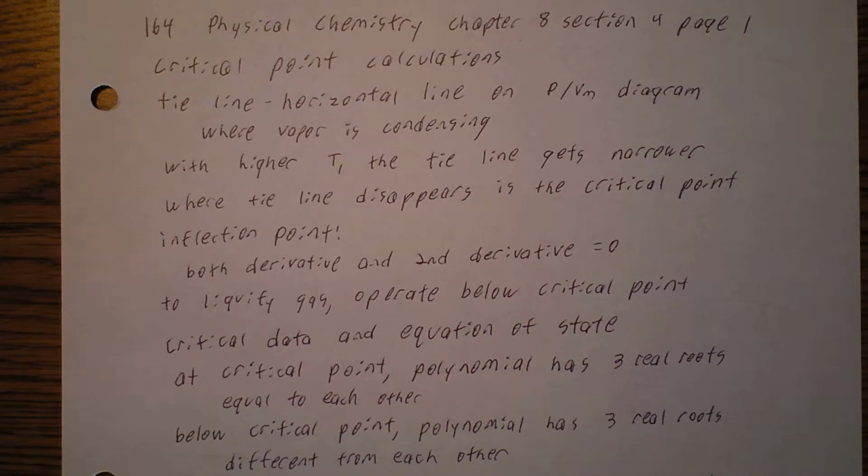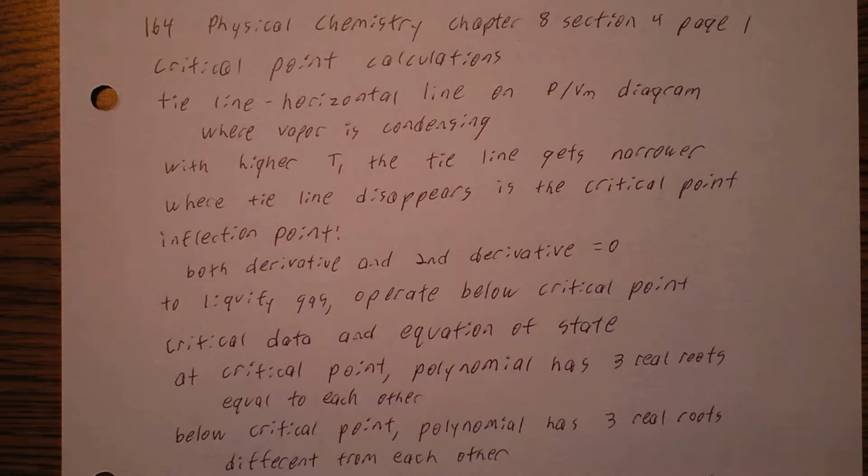We're now in Physical Chemistry, Chapter 8, Section 4. We're going to talk about critical point calculations. Now remember, on the phase diagram, a tie line is a horizontal line, in this case pressure versus molar volume. So on that diagram, the tie line, we're going to be looking at where the vapor is condensing.